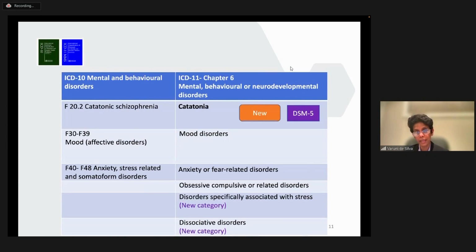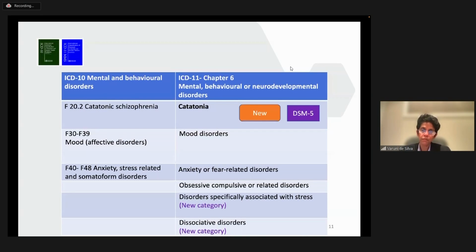The other important thing is catatonia has been given as a separate category. Now, it used to be called catatonic schizophrenia, subtype of schizophrenia in the ICD-10, and interestingly, even in the DSM, it's still, although it's like a subcategory in that psychosis section.